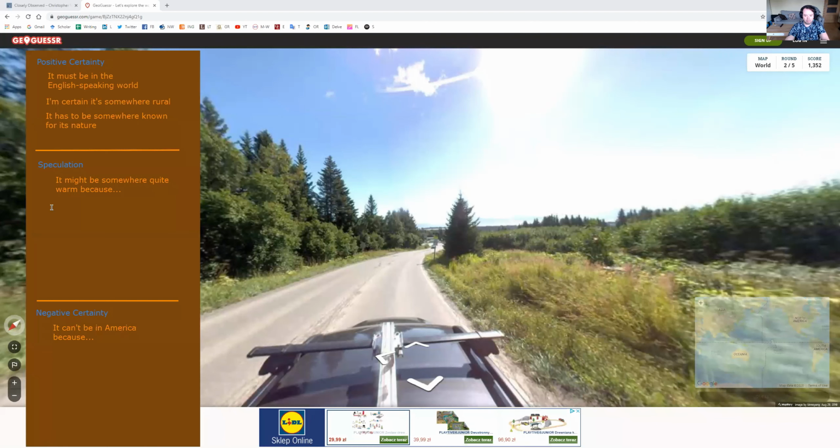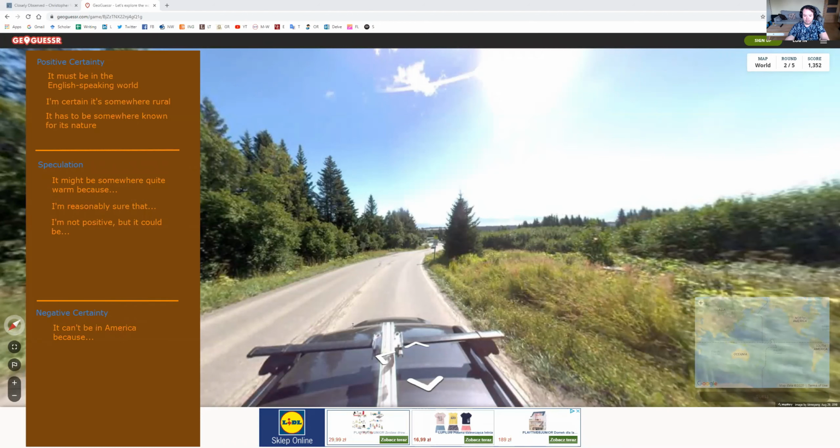Speculation, we've got lots of expressions we could use here. I'm reasonably sure that. I'm not positive, but it could be. We can have that. That combines the nice kind of intro expression with a modal form. Excellent. Okay. It can't be in America.